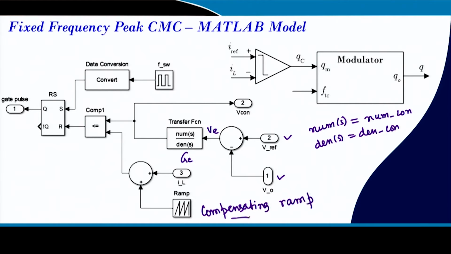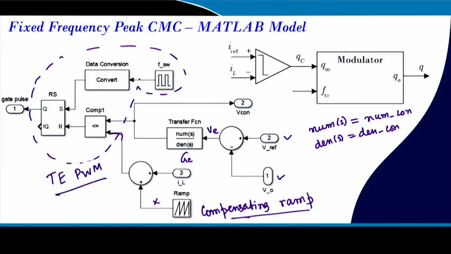We may or may not need this, because in general, if the duty ratio is much lower than 50%, we may not need it. But as we go for higher duty ratio, or even higher gain, you may need to consider a ramp in order to stabilize the current loop. This is the error voltage, and this is the inductor current. If the ramp is not there, the inductor current is directly compared here.